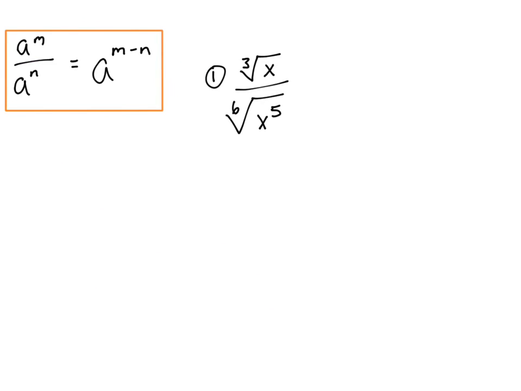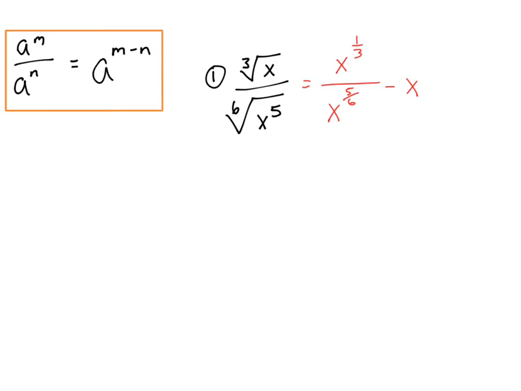And then we have this problem where we're dividing our exponents. So in this case, they have the same base, so we're going to divide them. Let's change these radicals into exponents so we can go ahead and copy these rules. So this would be x to the 1/3 power over x to the 5/6 power. They have the same base, so we're going to subtract the exponents.